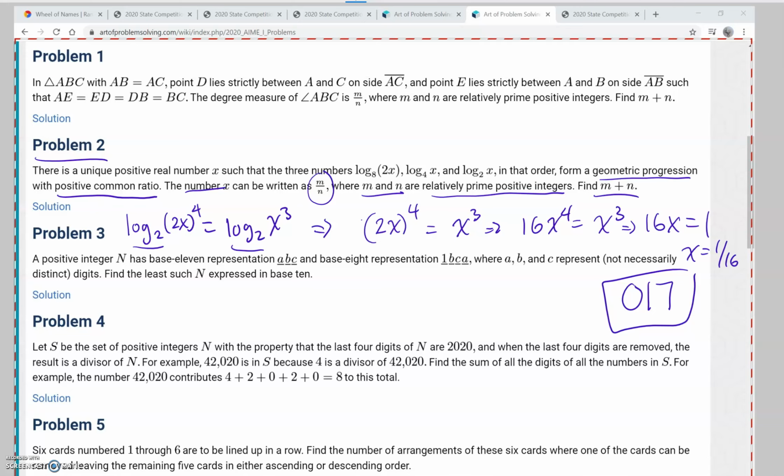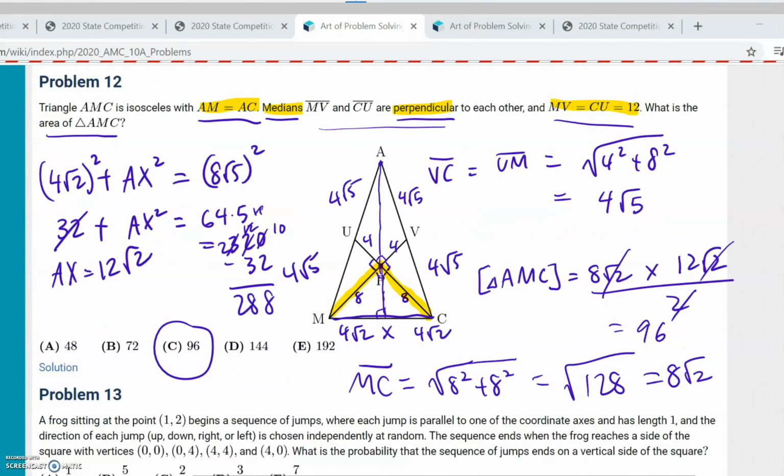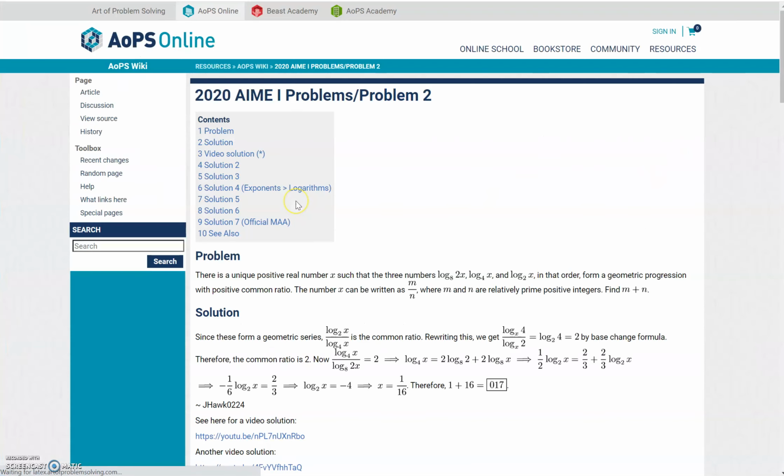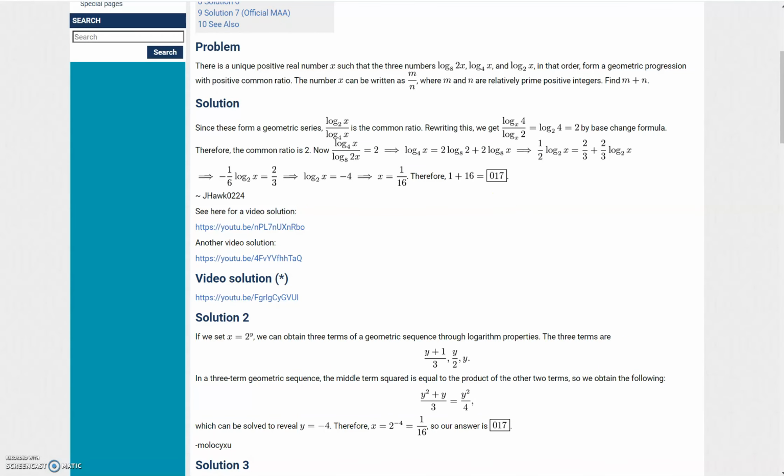Now let's check our answer. All right, we can delete this snip as well. Let's see, so we had 017, and that is correct.